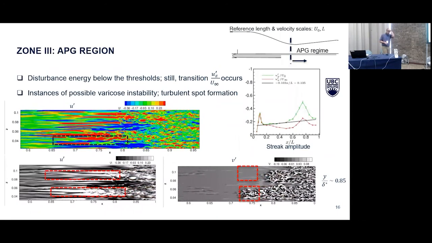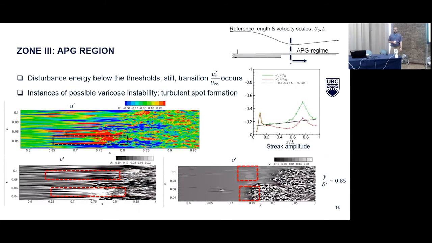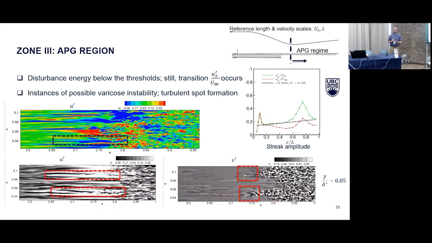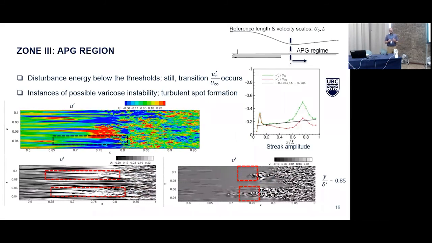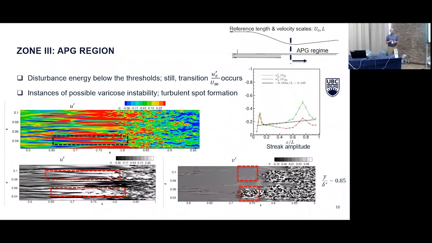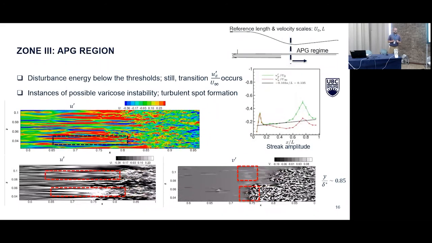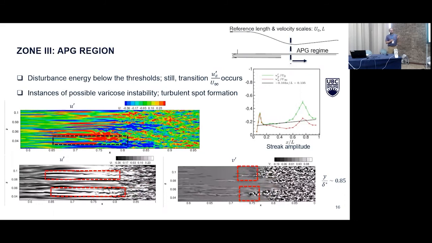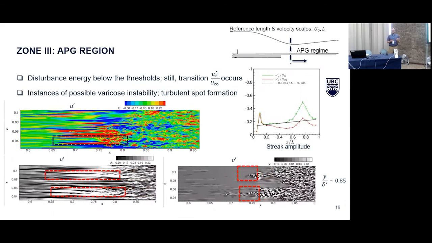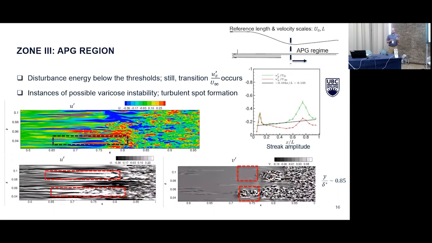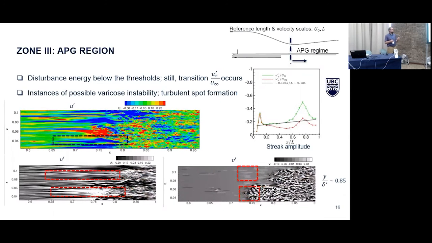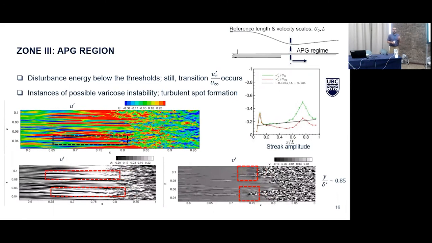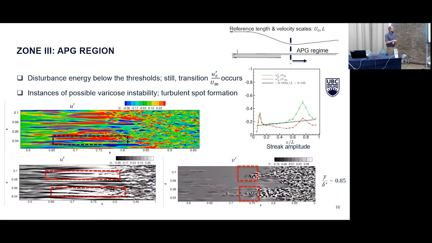This brings us then to the third region where the flow enters the adverse pressure gradient. What happens in the adverse pressure gradient? Well, the flow enters this adverse pressure gradient with these somewhat diminished streaks still present in the boundary layer. And now the adverse pressure gradient is destabilizing these streaks, and the flow transitions through the kind of instantaneous production of small turbulent spots on the streak.